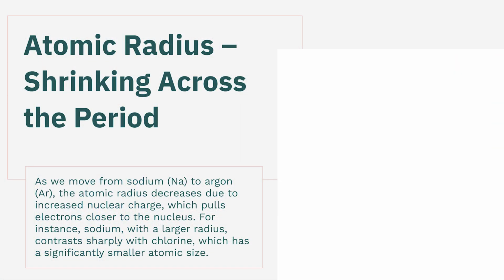Let's start with atomic radius. As we move from sodium to argon, you will notice that the size of the atom decreases. Why does this happen? Well, as more protons are added to the nucleus, the electrons are pulled closer in, making the atom smaller. So while sodium has a relatively large atomic radius, argon is much more compact.